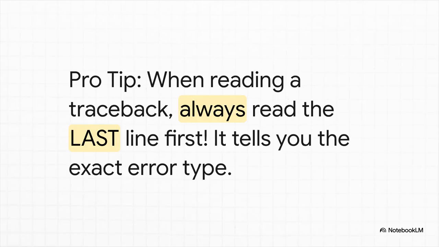And now for the single best tip I can give you for reading these things. Do not start at the top. It's confusing. Go straight to the bottom. The very last line is your golden ticket. It tells you the exact error type and gives you the most important clue. Seriously, do this every time. It'll save you so much time and frustration.